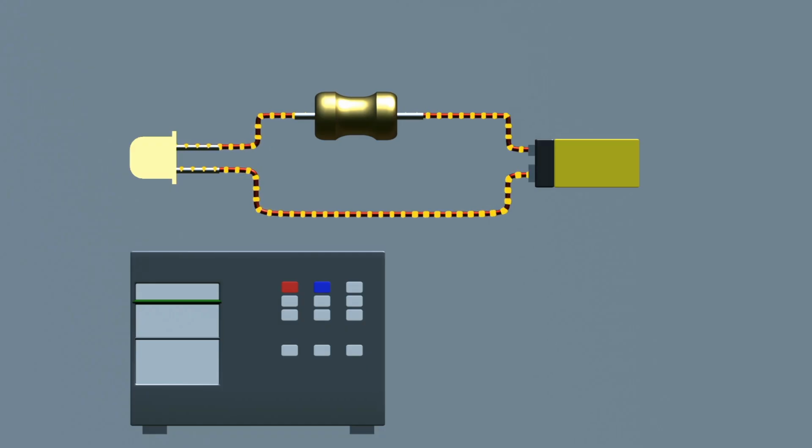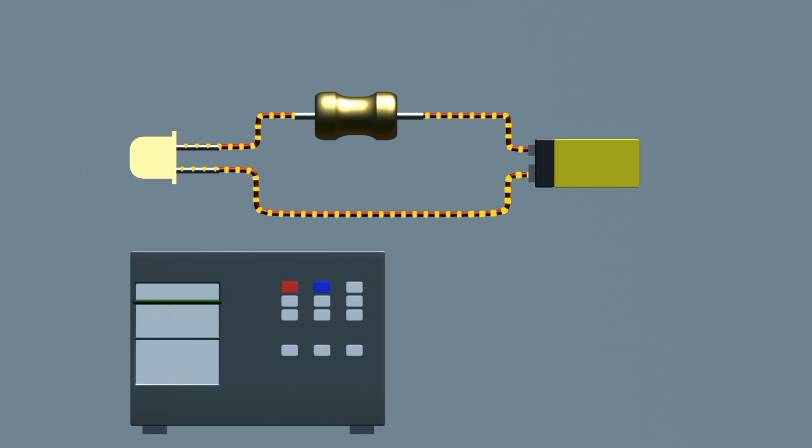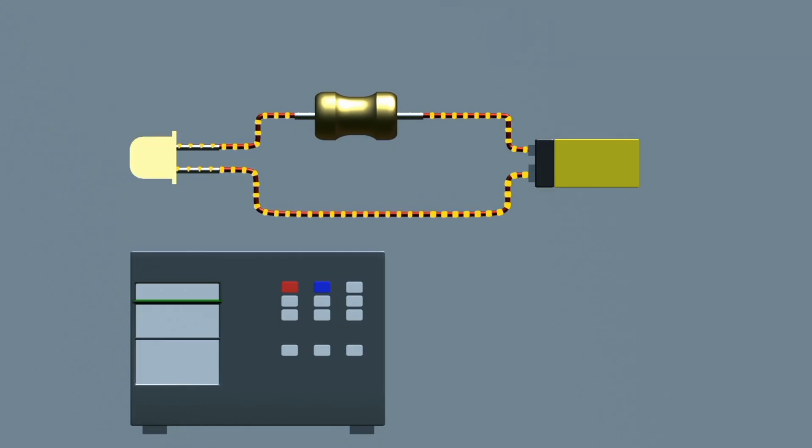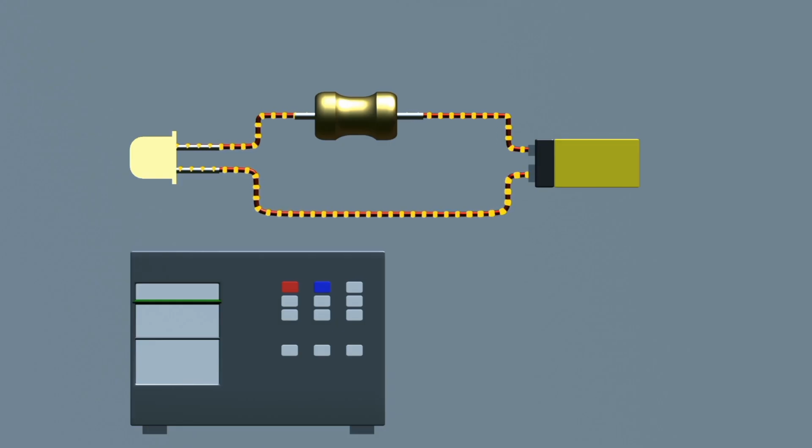You may also hear about conventional current, which flows from positive to negative. Although electron flow is what actually occurs, conventional current is still widely used for teaching. It is important to understand both concepts and recognize which one is being used.